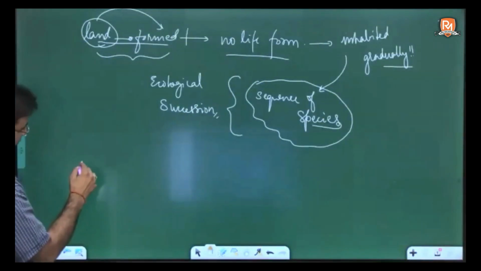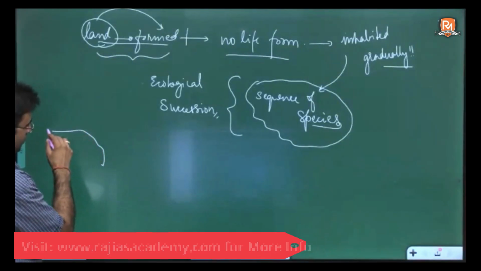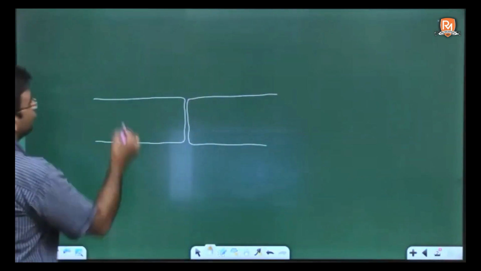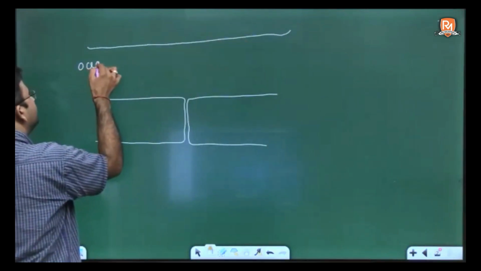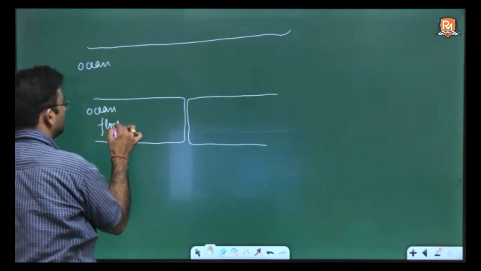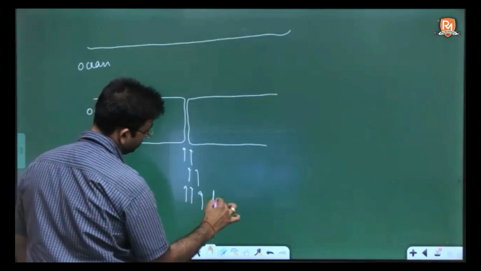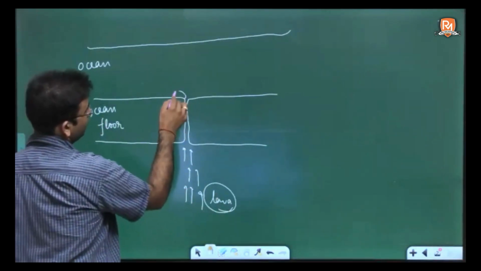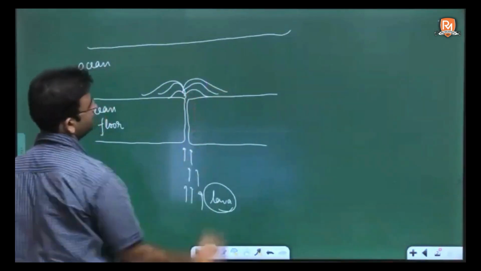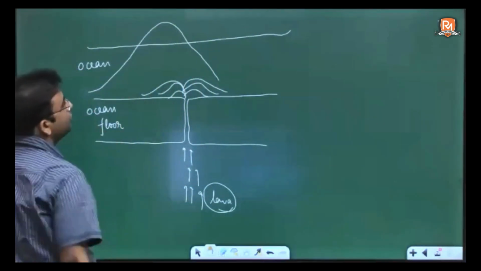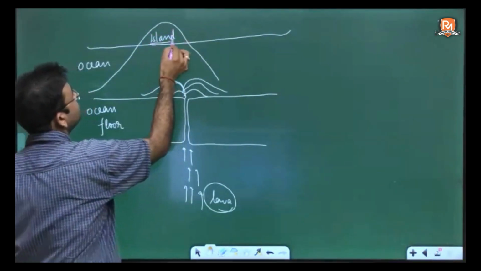Let me give you an example of ecological succession. Let us say this is the ocean floor. This is the ocean. From the ocean floor comes lava. Lava oozes out from the mid-oceanic ridges. Think about a time when this lava will come out of the ocean and an island will be formed. A volcanic island will be formed.